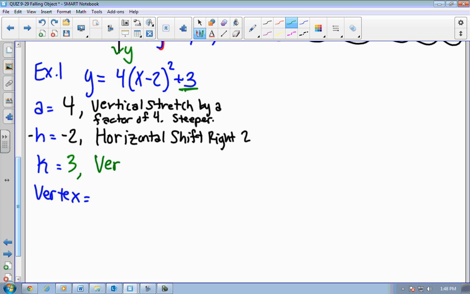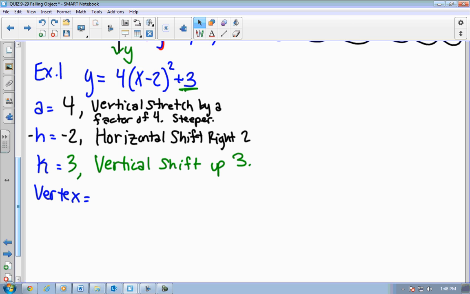So if it's positive, it goes up. Vertical shift up 3. Perfect. And we've just discovered our vertex. Everyone watch my hand, please. Watch my hand, please. Eyes this way. Opposite, same. So this guy is opposite, which would be what number? 2. Positive 2. Because opposite would be positive. Same, what's this number if we keep it the same? That is your vertex.